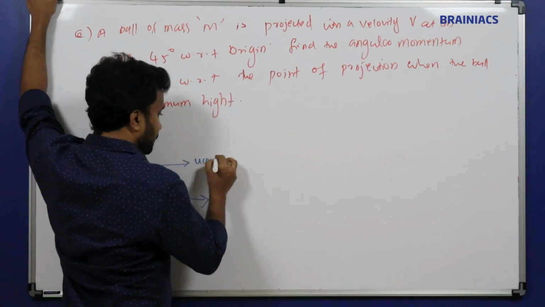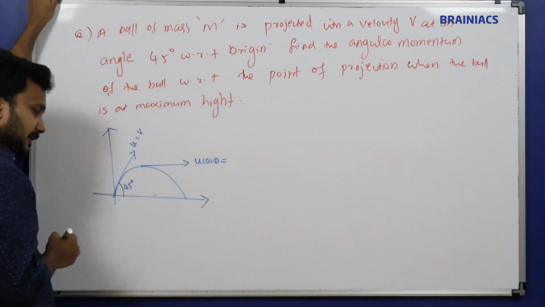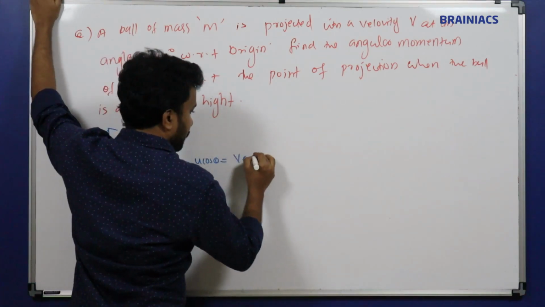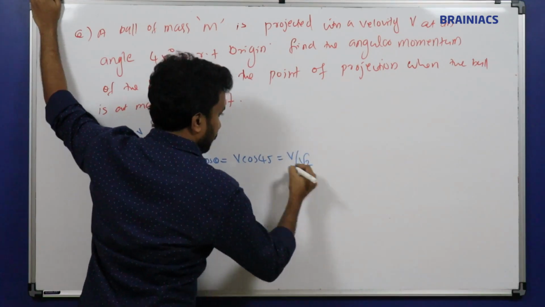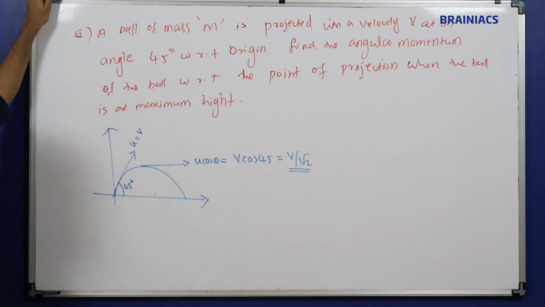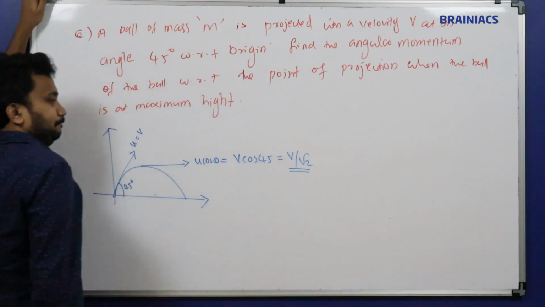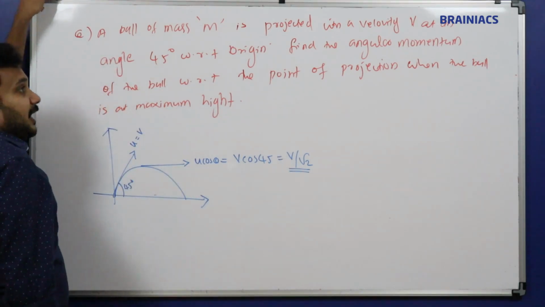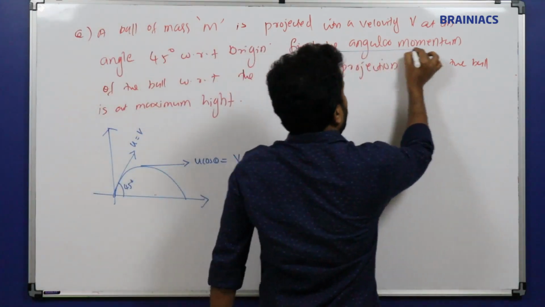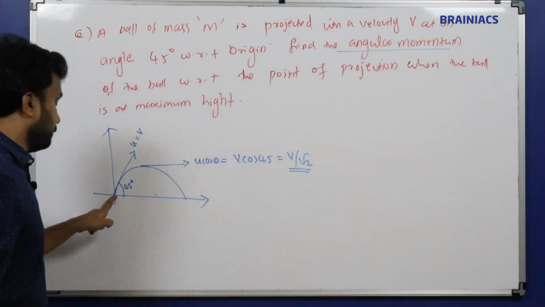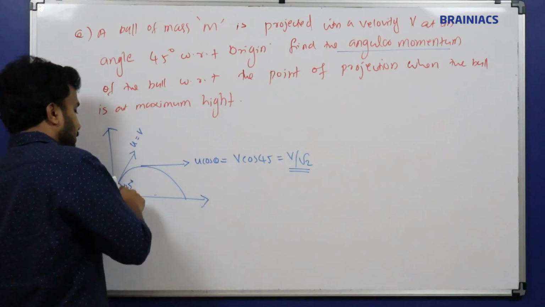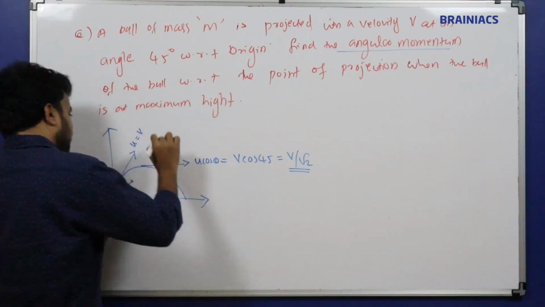You say u cos theta, sir. Okay, I will say it is v cos 45, which is v by root 2. This you already know. Question is, find the angular momentum of the ball with respect to the point of projection when the ball is at maximum height.